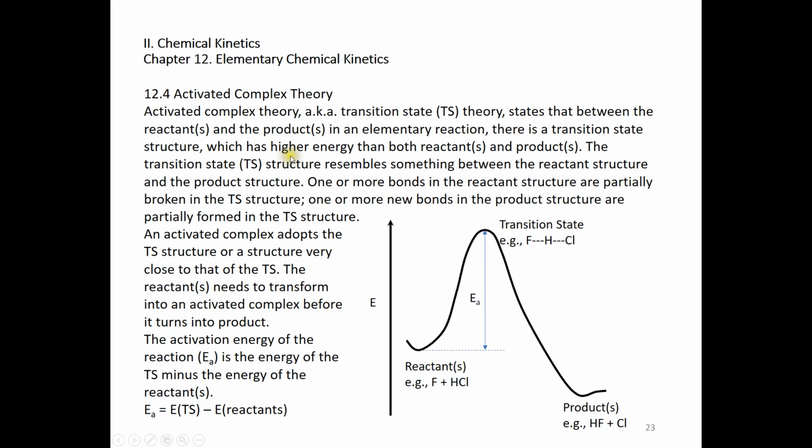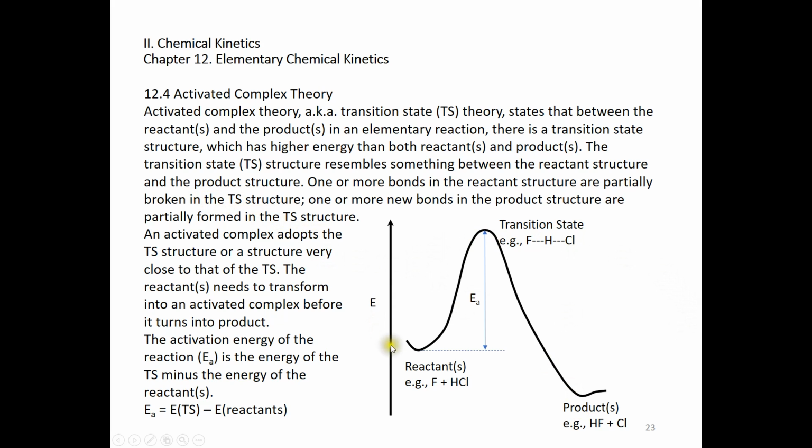The transition state has a higher energy than both the reactants and the products. The transition state structure resembles something between the reactant and the product. In the transition state structure, one or more bonds in the reactant are partially broken. One or more new bonds in the product are partially formed.